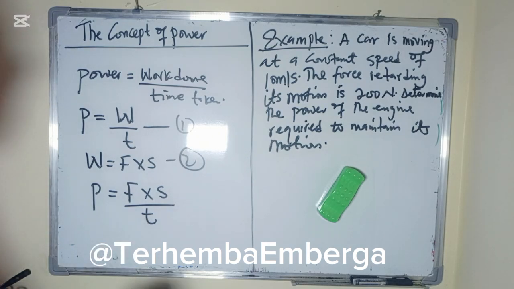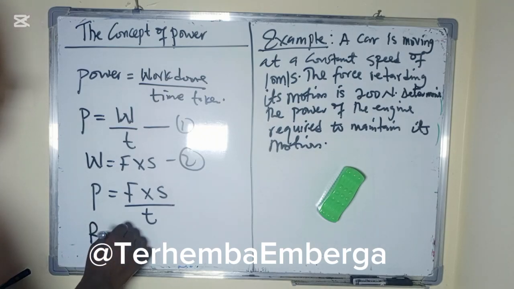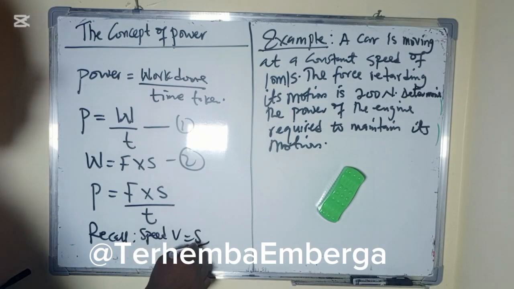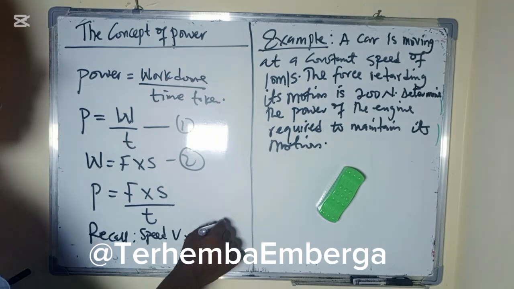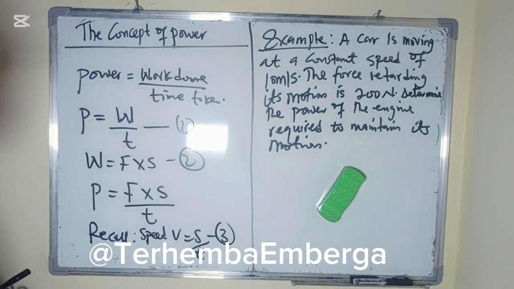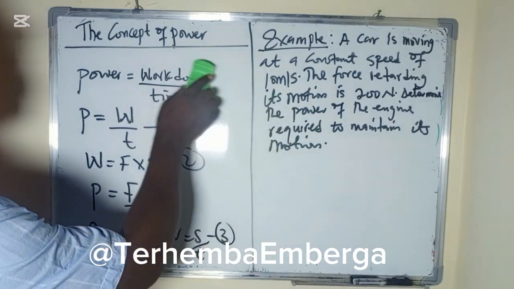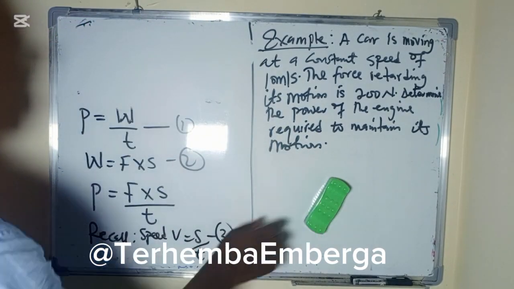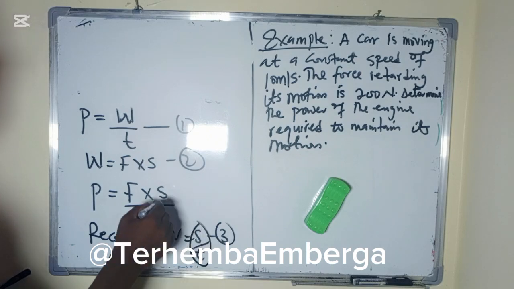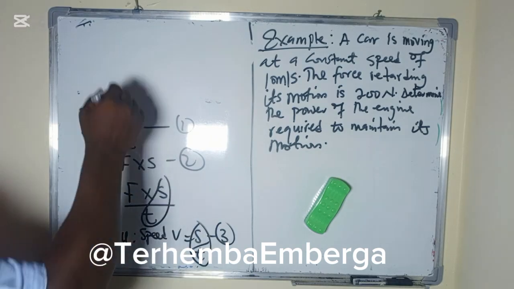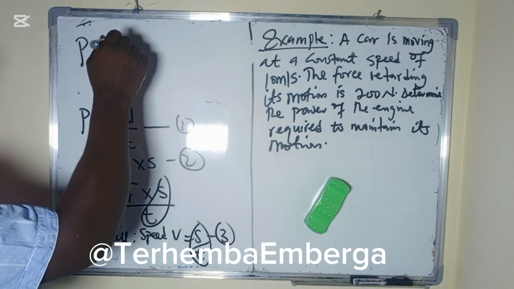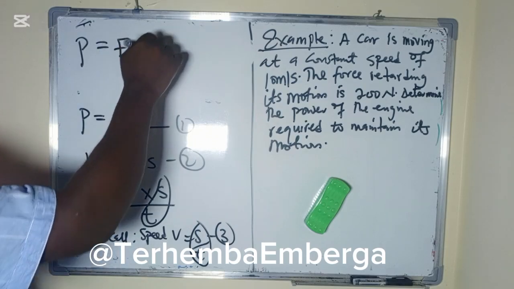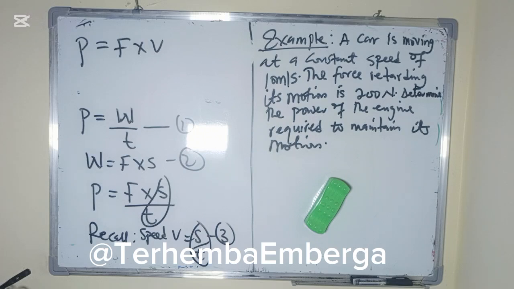And we define speed. Recall that speed V is equal to S all over T. If this is equation 3, by the time you substitute equation 3 into equation 2, we substitute this into this, we can now say that power is equal to F times V, where F is the force and V is the speed.